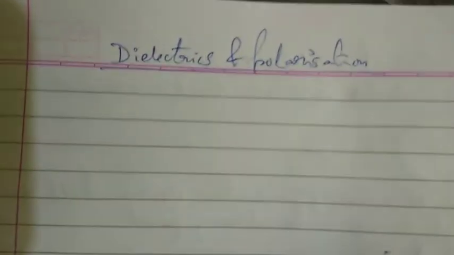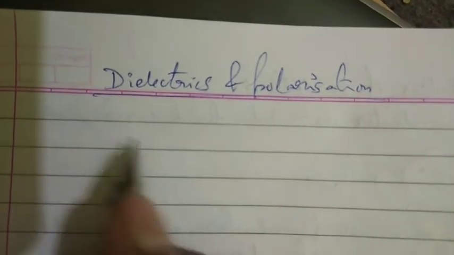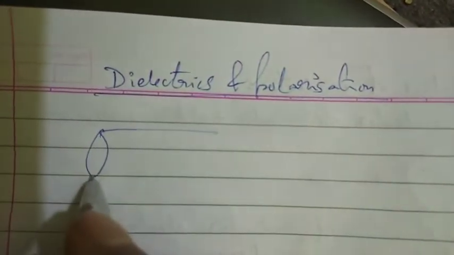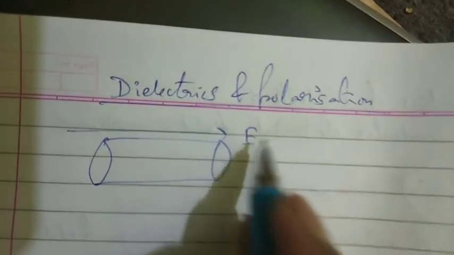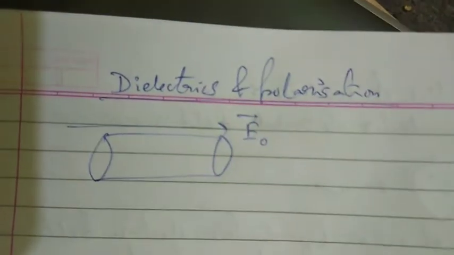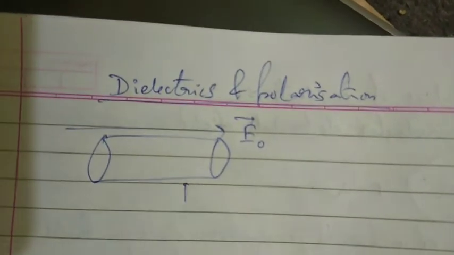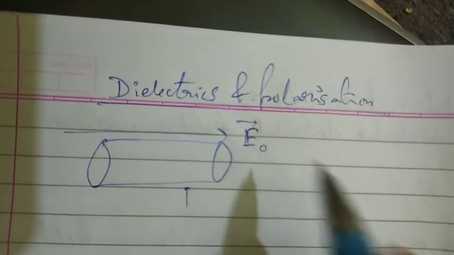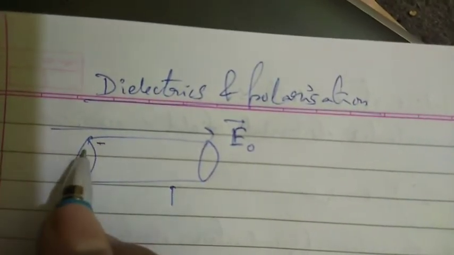Now first consider that we put a conductor in an external electric field. Suppose we have a cylindrical conductor, for example, and we put it in an external electric field, say E naught. Now the conductor has a lot of free electrons. So as soon as we put it in an external electric field, the electrons will get attracted and they will start accumulating on that surface.